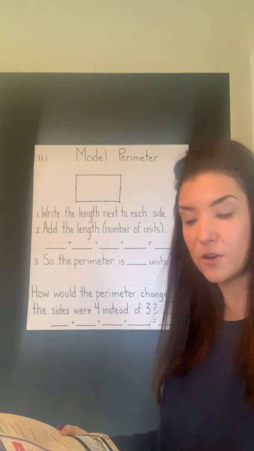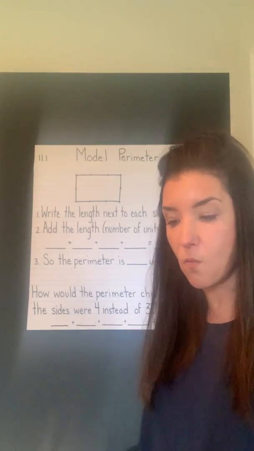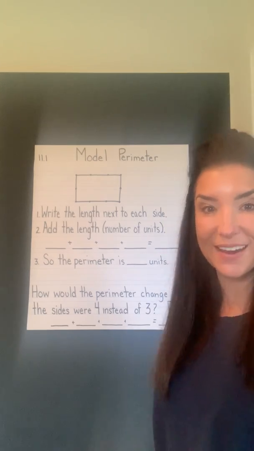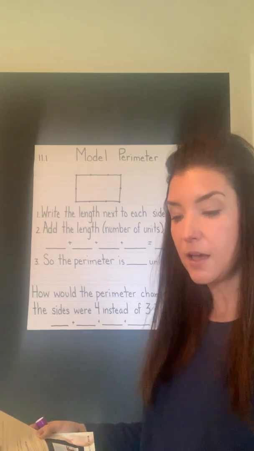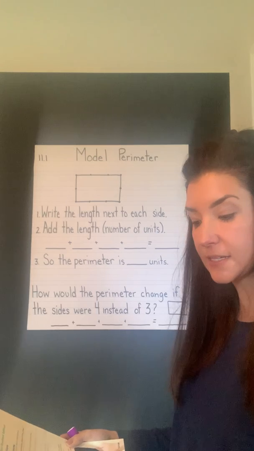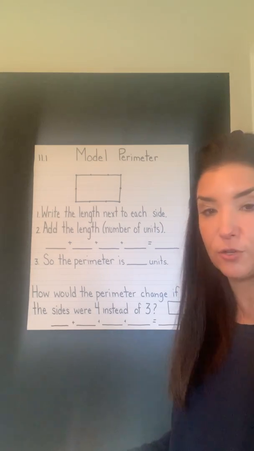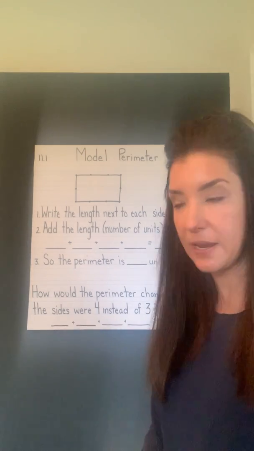Hi, third graders. Our math today is 11.1. We are starting perimeter and area. Yay! Our I can today is I can explore perimeter of polygons by counting units on grid paper.